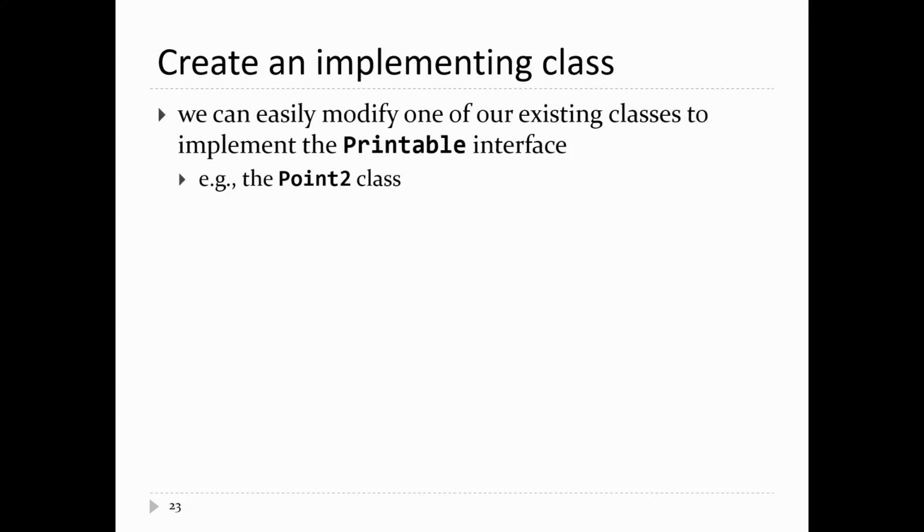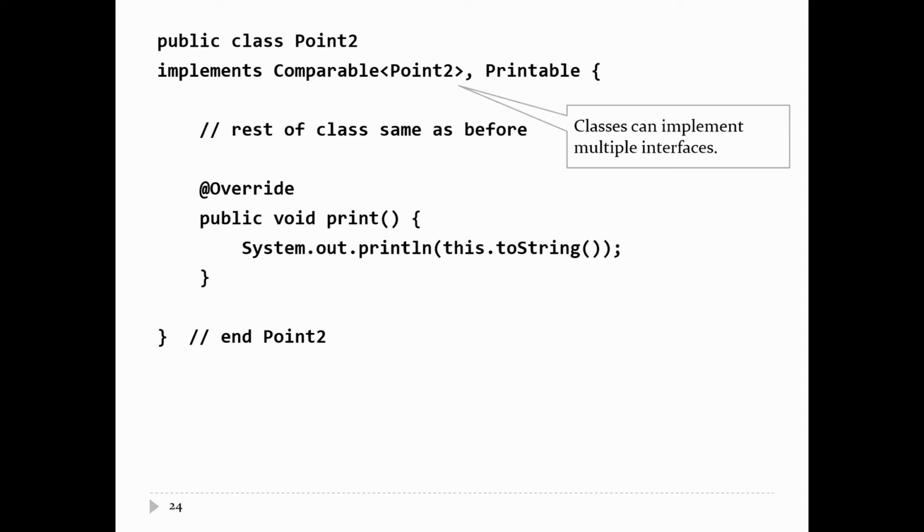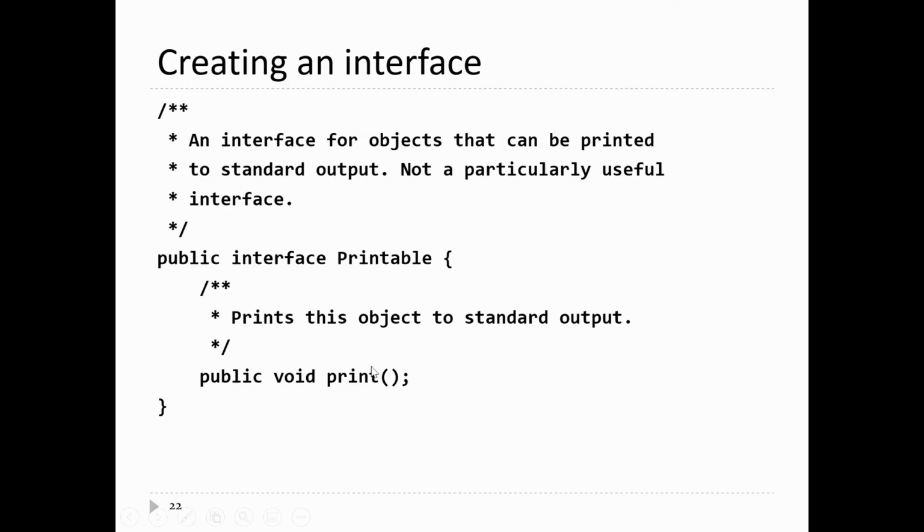Now, you can easily modify any class that you have the source code to implement the Printable interface. For example, I can take the Point2 class and have it implement the Printable interface. Currently, our Point2 class implements Comparable. Now, in Java, a class can implement as many interfaces as you want. So you just list the interfaces, separating them with commas. That declaration says Point2 implements the Comparable interface and the Printable interface. If it implements the Printable interface, it has to provide the print method.